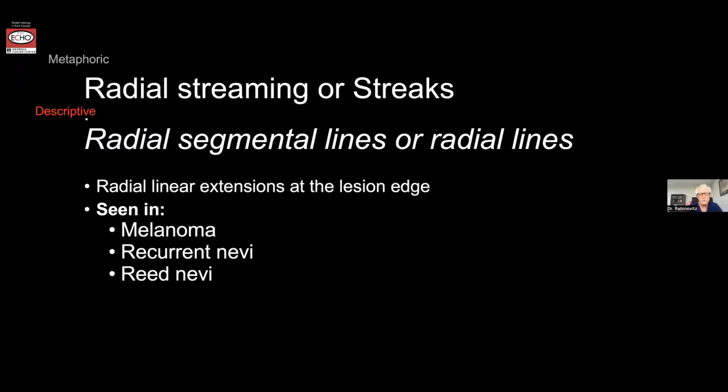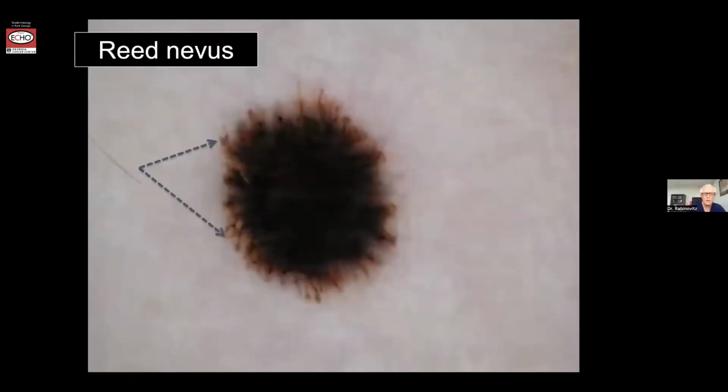Radial streaming or streaks. These are radial segmental lines or radial lines. They're radial linear extensions at the lesion edge. They can be seen in melanoma, recurrent nevi, as well as reed nevi. So here we have this streaming at the periphery, and this is characteristic of a reed or Spitz nevus. It is a distinct pattern which we call the starburst pattern.